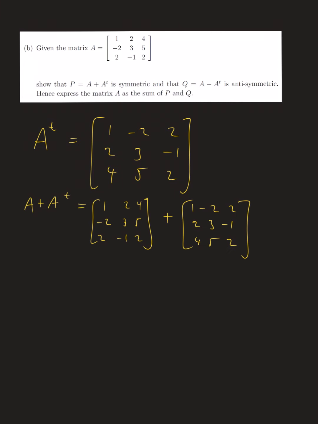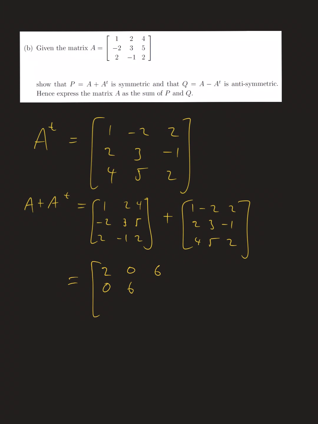So there I've written it down. To add two matrices together, you just add them term by term. So in the top left there I have 1 plus 1 is 2. Then I have 2 plus minus 2 is 0. 4 plus 2 is 6. 2 plus minus 2 is 0. So that's nice and symmetric. 3 plus 3 is 6.